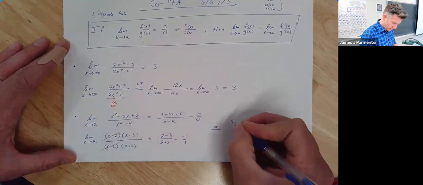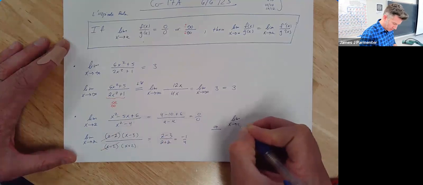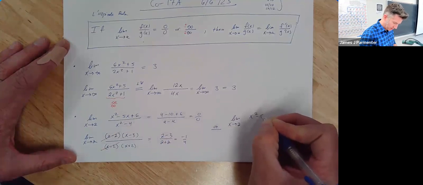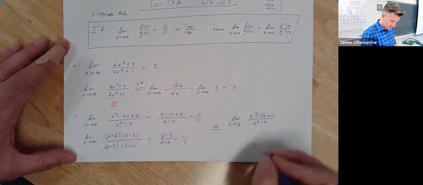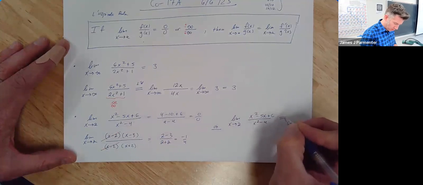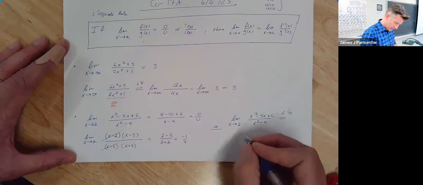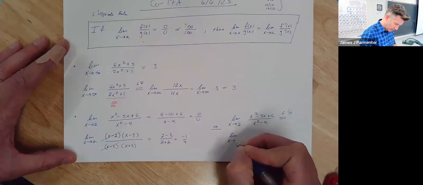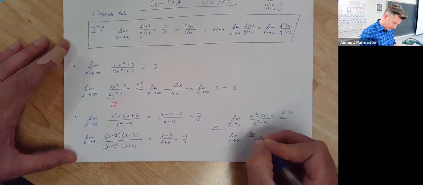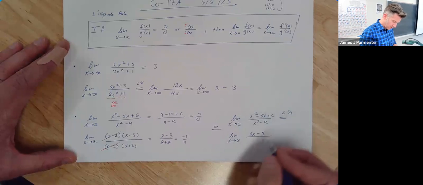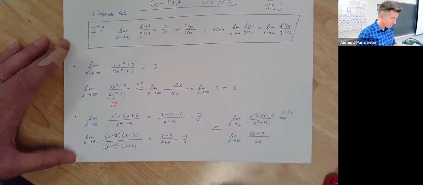Or we could have said the limit as x approaches 2 of x squared minus 5x plus 6 over x squared minus 4. Since it's a 0 over 0 type, we can use L'Hopital's rule and say that's going to be the limit as x approaches 2 of the derivative of the top, which is 2x minus 5, over the derivative of the bottom, which is 2x.